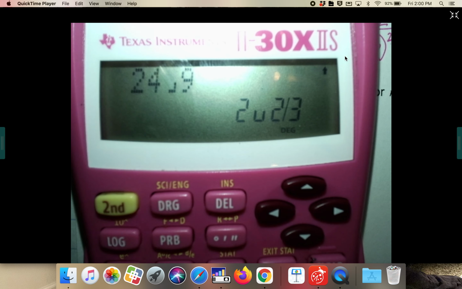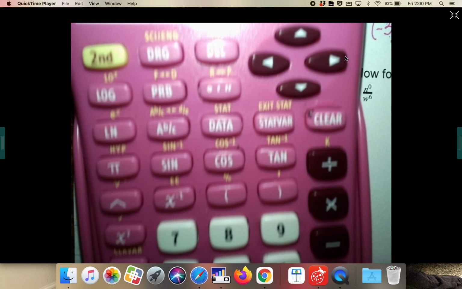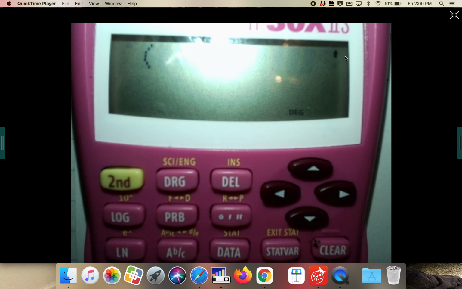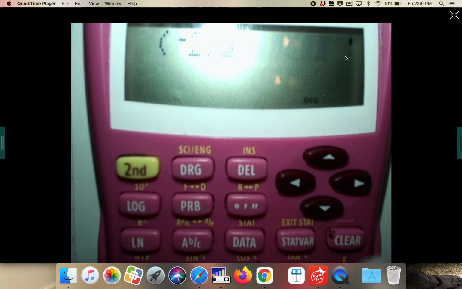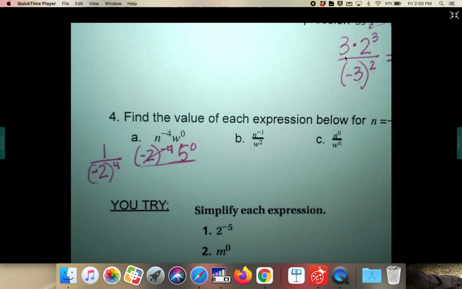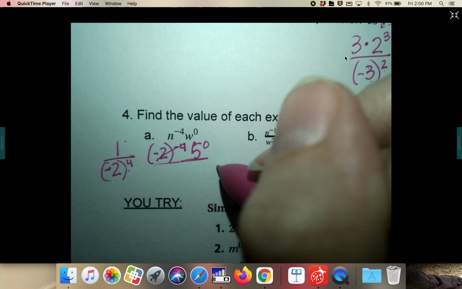Let's put this in your calculator. And did you see that I put it in parentheses? You need to actually type in the parentheses. Otherwise, you're going to get a weird number. So type in a parenthesis and then -2, close your parenthesis, to the 4th power, the little caret key. 4th power is 16, positive 16. So this whole thing is 1/16.